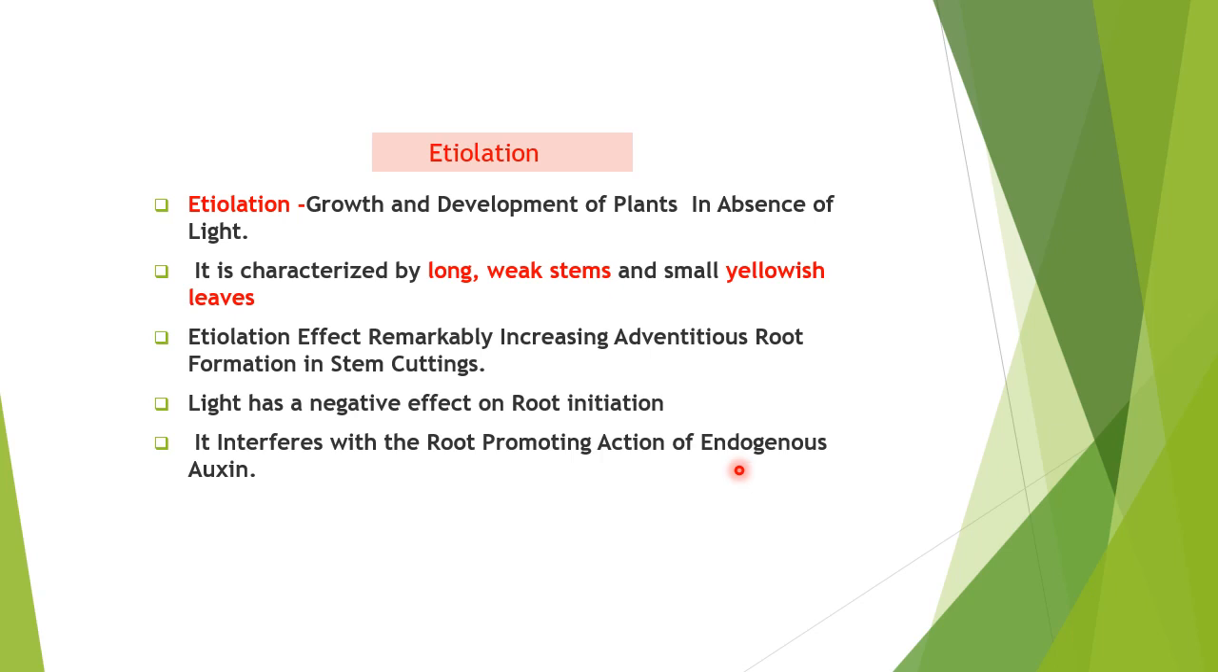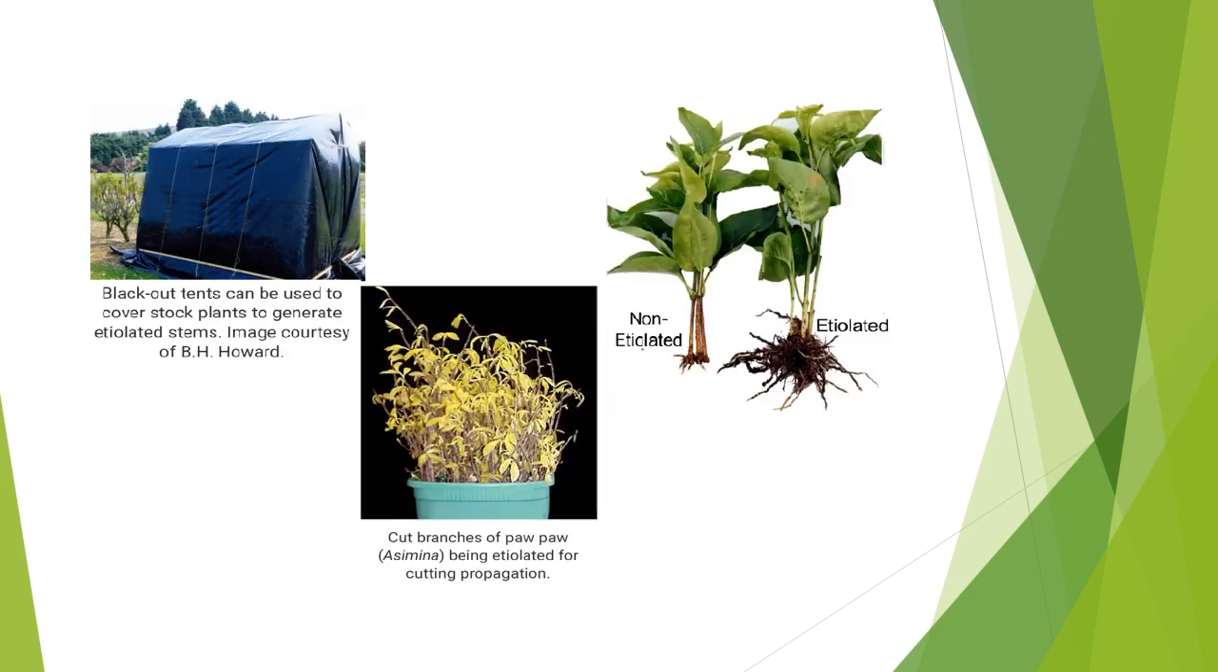So that means when the cutting has internal endogenous auxin, when the light falls on it, it has an effect on it. It interferes with the root promoting action of endogenous auxin. That's why when it is kept in darkness, there are more chances of the development of adventitious roots, because auxin is not disturbed, is not affected in absence of the light, but in presence of the light there can be a deterioration in the levels of the auxins.